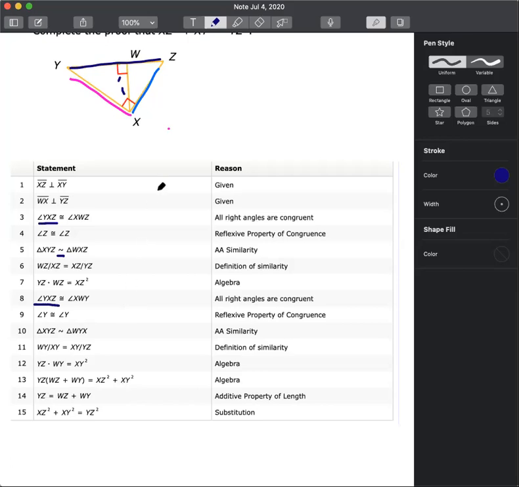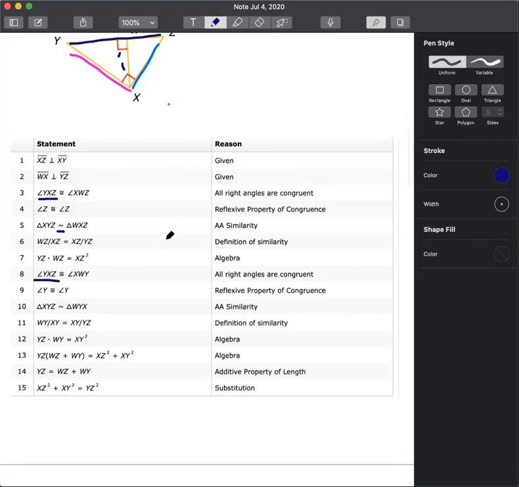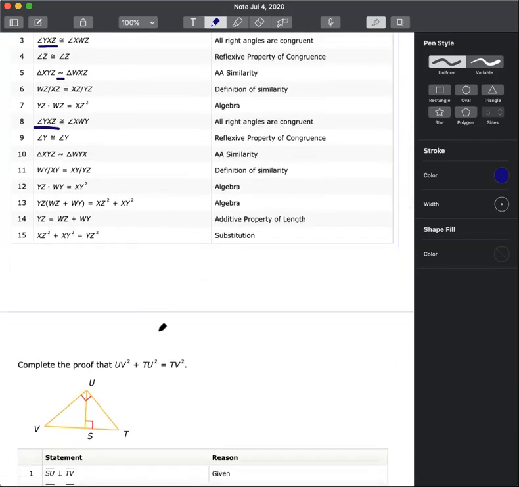And a lot of these are going to be similar. There's going to be a lot of different statements and a lot of reasons, but they're going to be pretty similar, not too much difference. All right, so let's look at a different one.